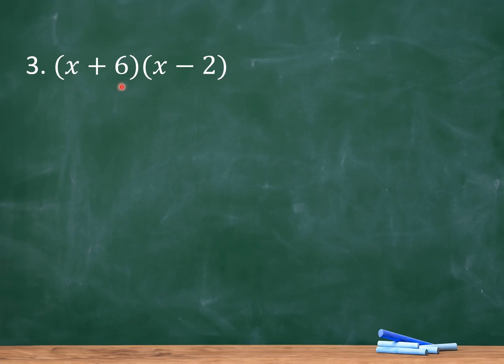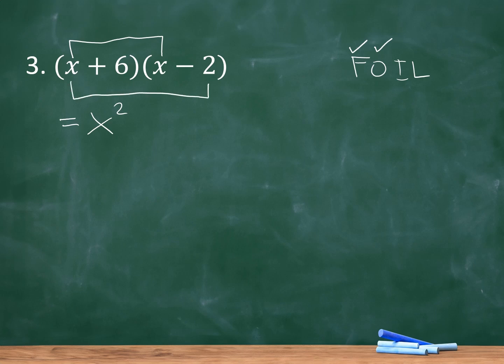Example number 3. X plus 6 times x minus 2. To answer this, again, we will just follow the FOIL method, where F means the first terms. So we multiply x times x. It's gonna be x squared. Next is O. So we will multiply the outer terms. It's gonna be x times negative 2, which is negative 2x.